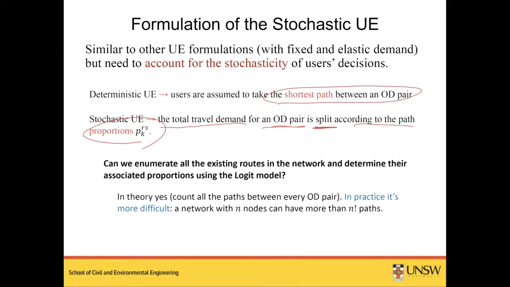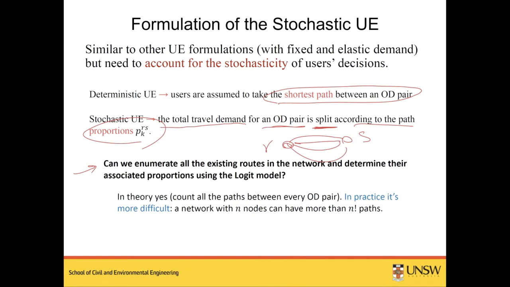But then there's a problem here: we need to know how many possible paths exist between one origin and another destination. And do we want to split the demand into all of these paths or just a couple of them, or a set of them? So the question arises: can we enumerate all the existing routes in the network and determine their associated proportions? In theory, the answer is yes. Obviously we can get all the possible paths between R and S and then come up with the proportions for them. But in practice, it's very difficult.